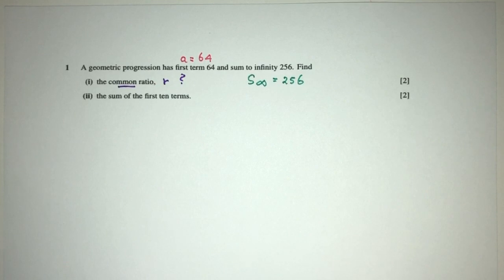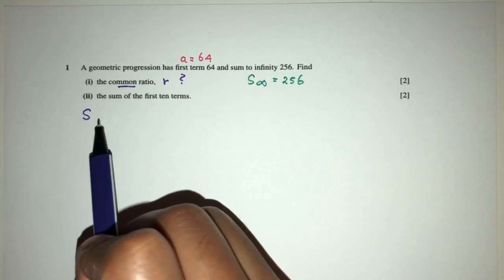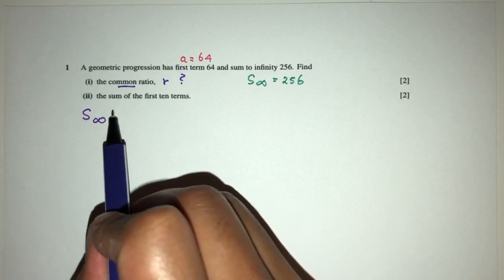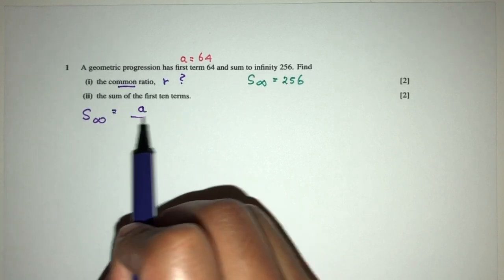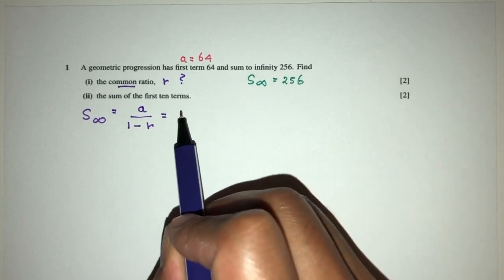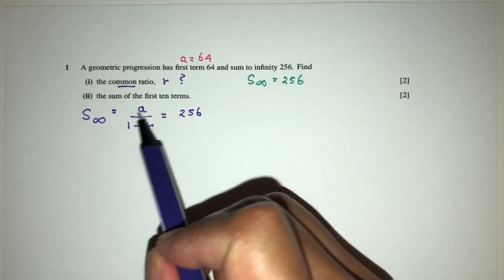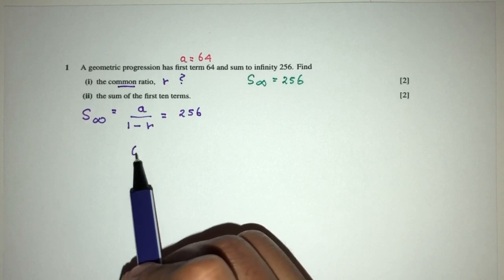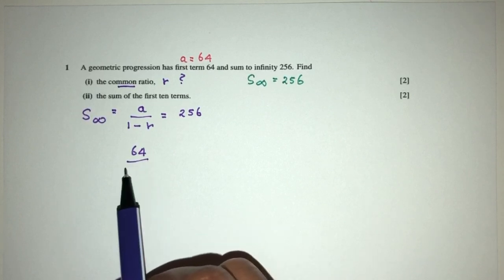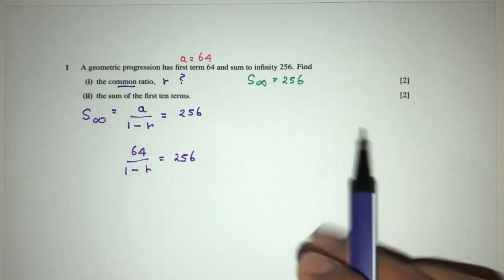How can we find this? We have to use this information. Now, the formula we know for the sum to infinity is equal to what? a over 1 minus r is going to equal 256. Now let's try to replace and solve for the value of r. A, we know, is the value 64, over 1 minus r is equal to 256.